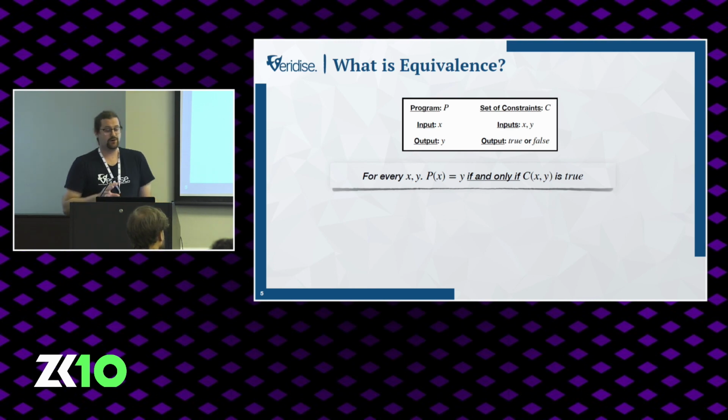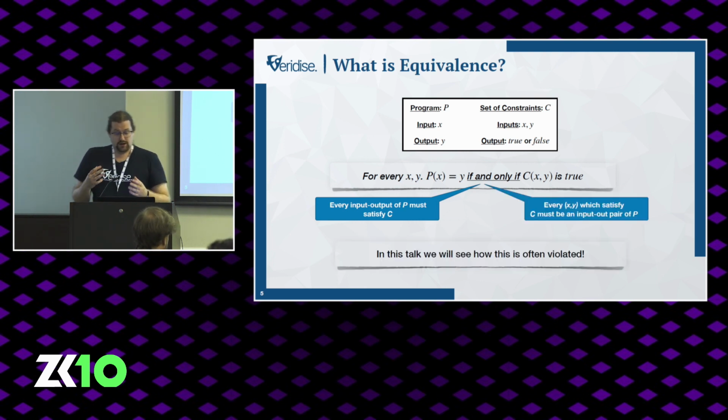But essentially here, what I mean by equivalence is we want to ensure that given some program that takes in some input and generates an output, the constraints will only accept that input-output pair. And so that's what this is saying.